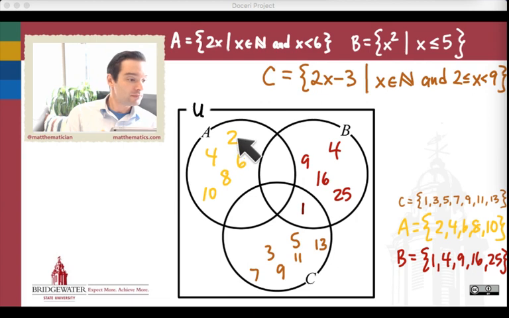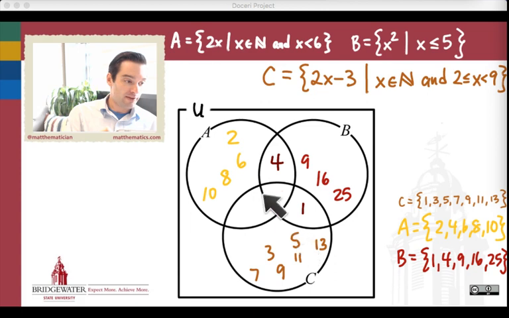How about 2? 2 is okay. 2 is only showing up in one place. Likewise, 3 is only showing up in one place. 4 is showing up in 2 places again. It's in A and it's in B, which means that we need to move it so that it belongs to the intersection, A intersection B. So 4 will go there.